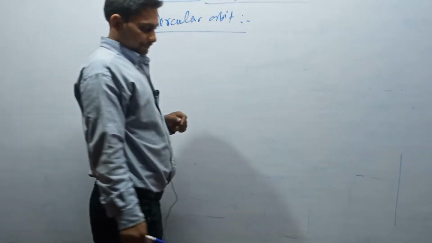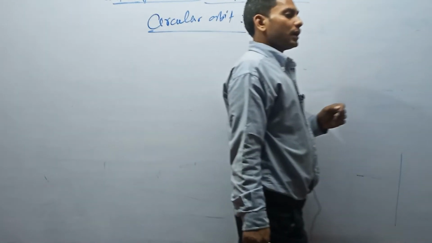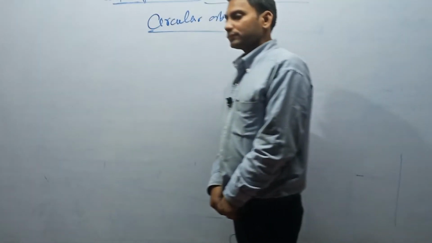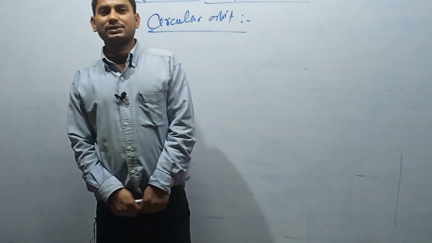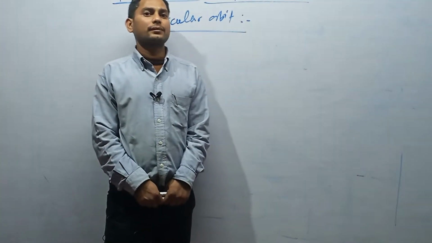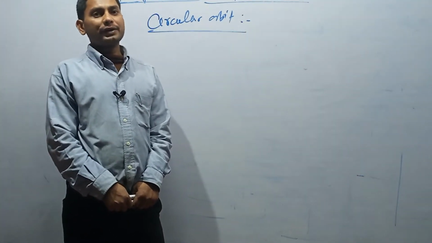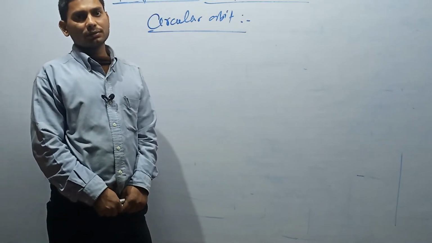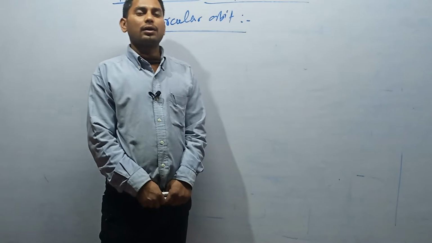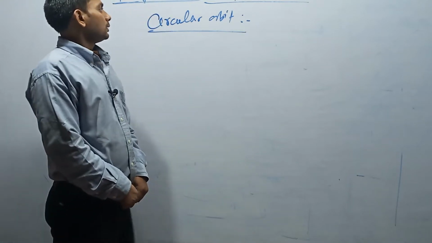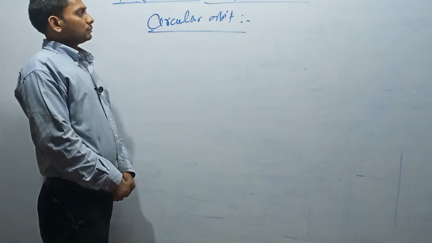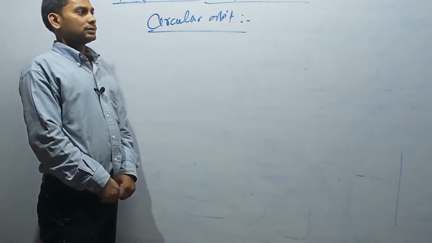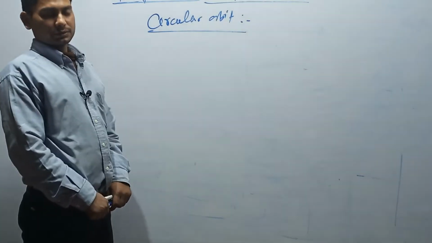First of all, I calculated in previous lectures angular momentum, energy. Now today I will calculate the speed of a circular orbit.